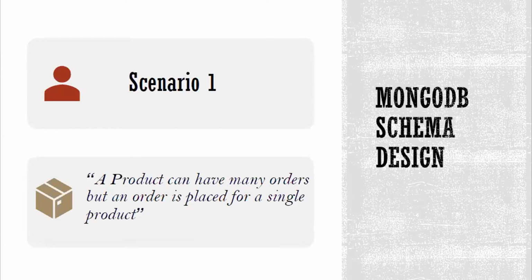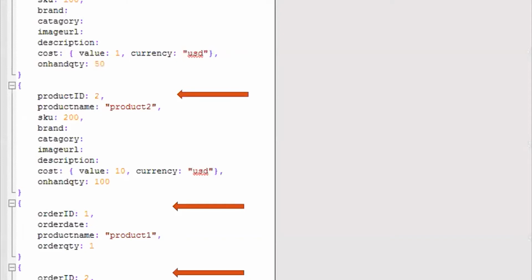Let us say we have a product that can have many orders, but an order is placed for a single product. So when you place an order, you can only place an order for one product. We just wanted to see the one-to-many relationship here and how it is handled. If you look at the JSON structure for it, you have product documents 1 and 2, and order documents 1 and 2. These are simple product and order JSON structures.